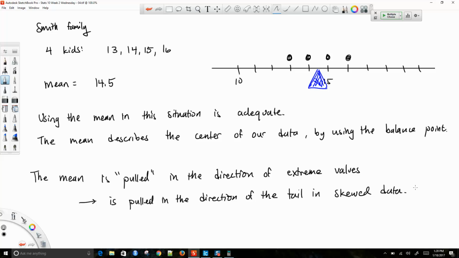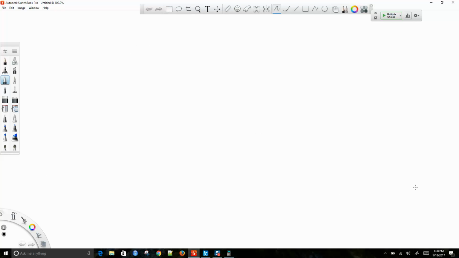So we'll keep talking about summaries that we can use for symmetric data. And the other aspect is describing the spread. So we might want to describe the spread of a set of data.